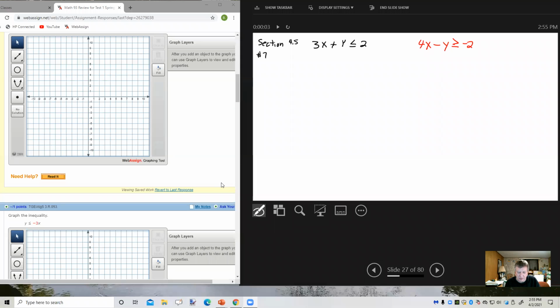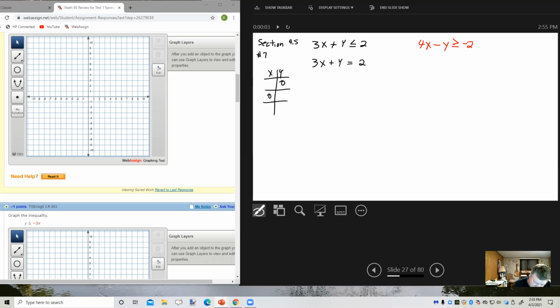Alrighty, let's take a look at this problem from section 4.5, problem number 7. We're going to solve the system of linear inequalities. First, we're going to take 3x plus y less than or equal to 2 and write the related equation, and then we'll find two ordered pairs that are solutions.